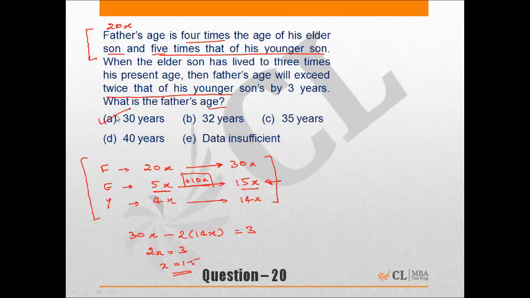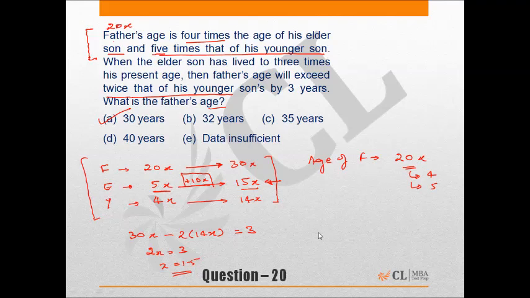So in this question there were two things which you had to be careful about. First, that the age of father should be 20x. Why 20x? So that it becomes 4 times the elder son and 5 times the younger son. Since 20 is a multiple of 4 and 5, my calculation will become easy. I will not get into decimals unnecessarily.